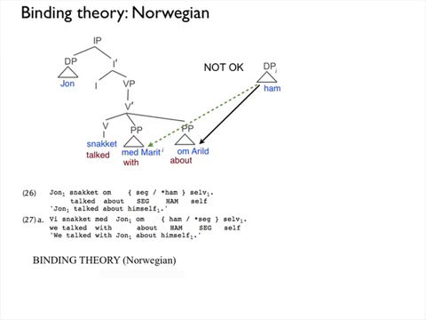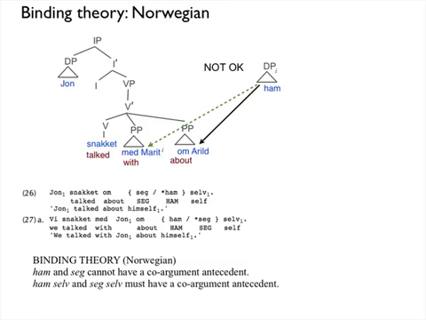So the binding theory in Norwegian is Ham and Seg. So I'm looking ahead a little bit here. Ham cannot have a coargument antecedent. So Ham is like a pronoun, right? I can't have an antecedent. I'm not okay if I have an antecedent in the same clause. But that's going to be true of Seg as well. Ham-self and Seg-self must have a coargument antecedent. Okay, so here's the situation. You can boil it down to this.